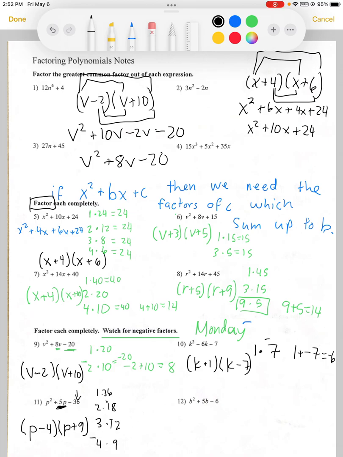We have one last problem. We have negative 6. 1 times negative 6 would equal negative 6, but 1 plus negative 6 would give us negative 5. Let's go ahead and try negative 1 times positive 6. That would be negative 6. Add those together, we would get positive 5. So our answer is going to be b minus 1 times b plus 6. As always, let me know if you have additional questions.